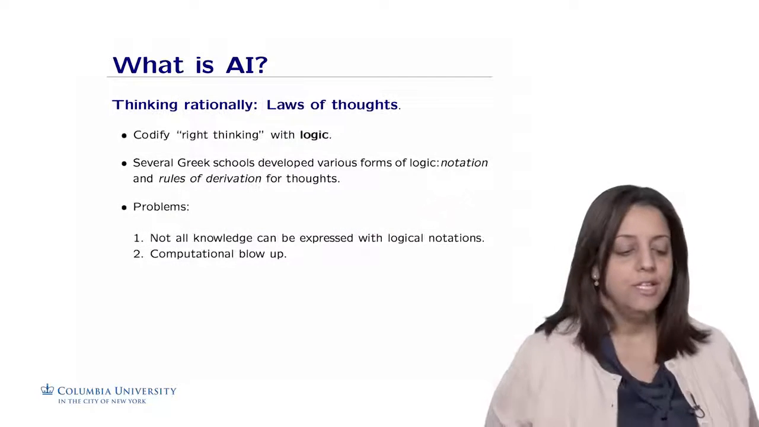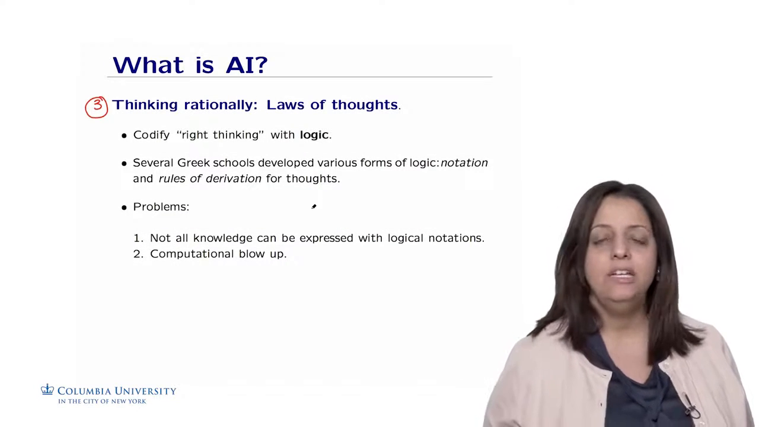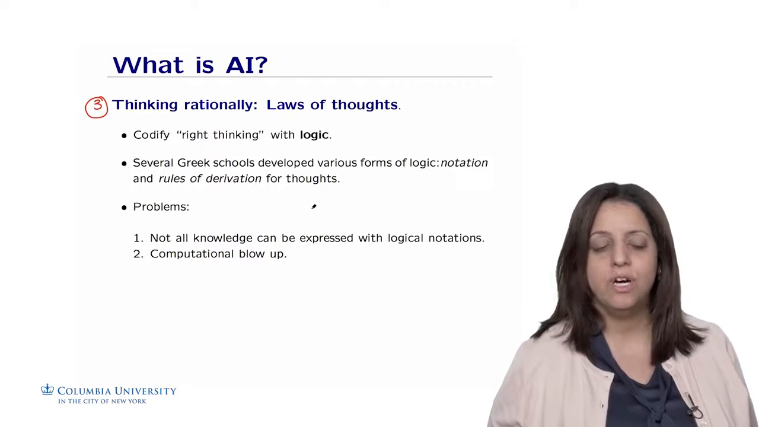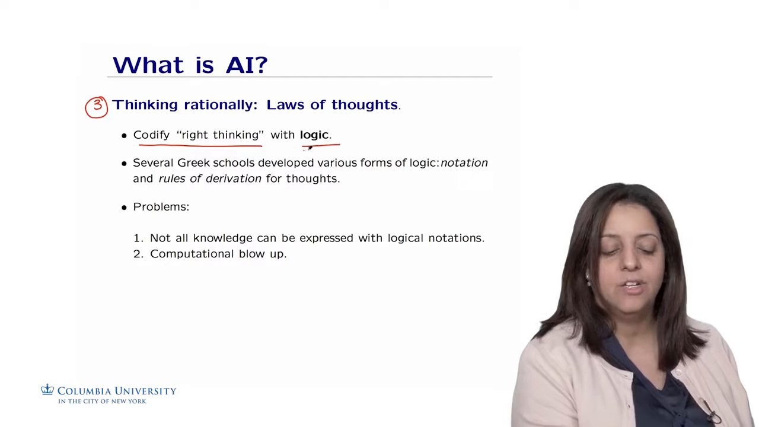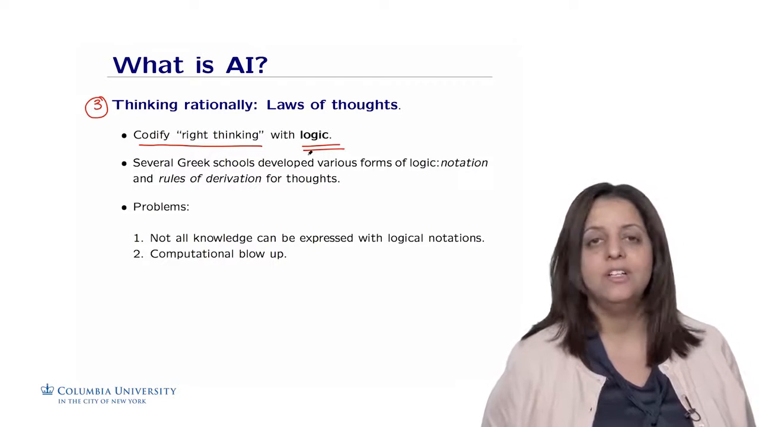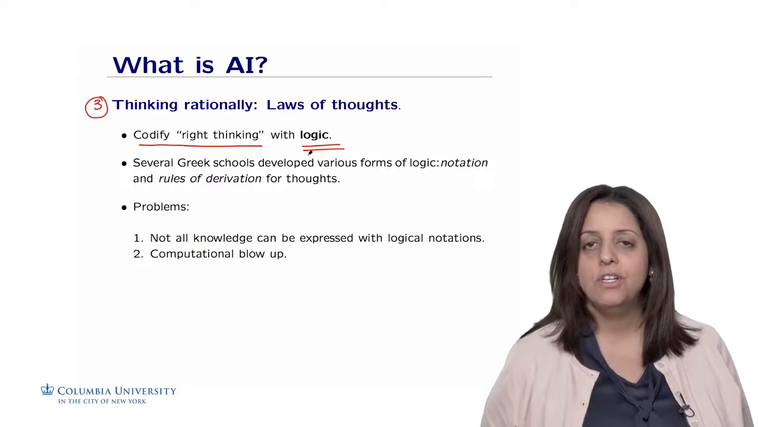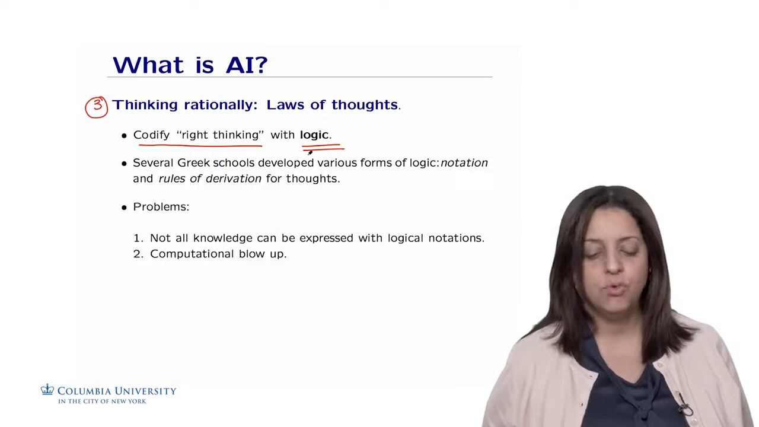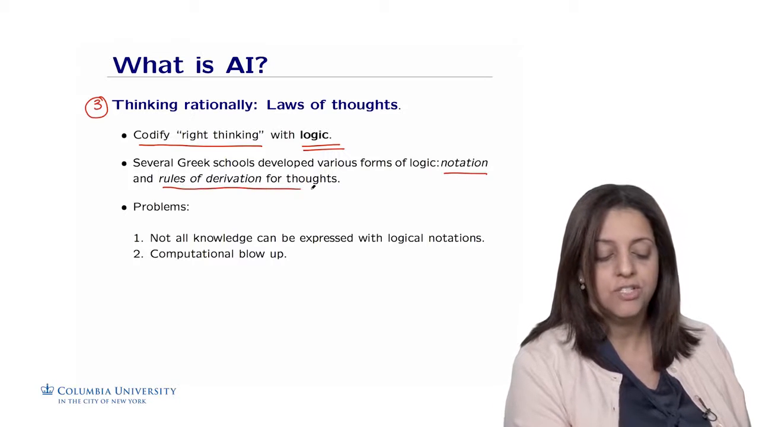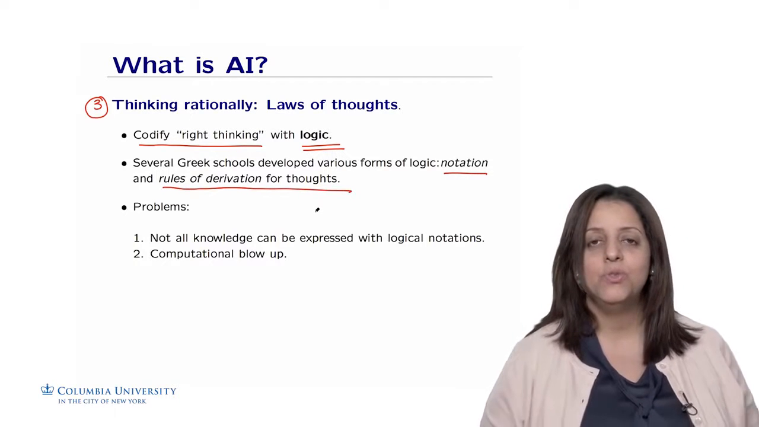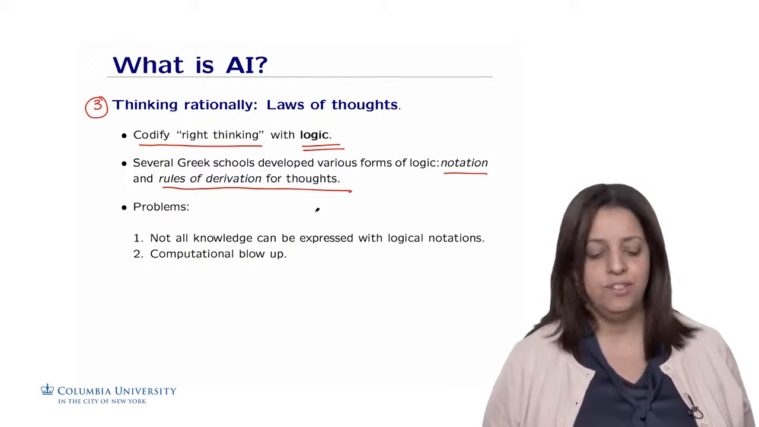The third school of thought, also called thinking rationally or laws of thought, involves using math and logic to do artificial intelligence. It's about codifying right thinking with logic. It all started with several Greek schools that developed various forms of logic, such as first-order logic, propositional logic, and more. It uses notations and rules of inference or derivation for thoughts. The idea is to codify all knowledge in these representations and use it to derive new knowledge.